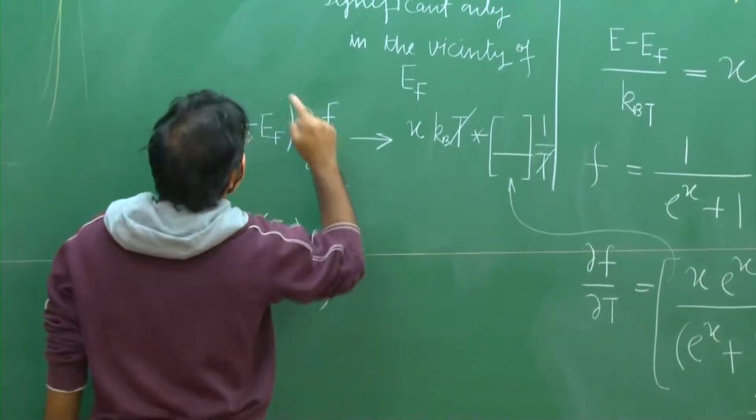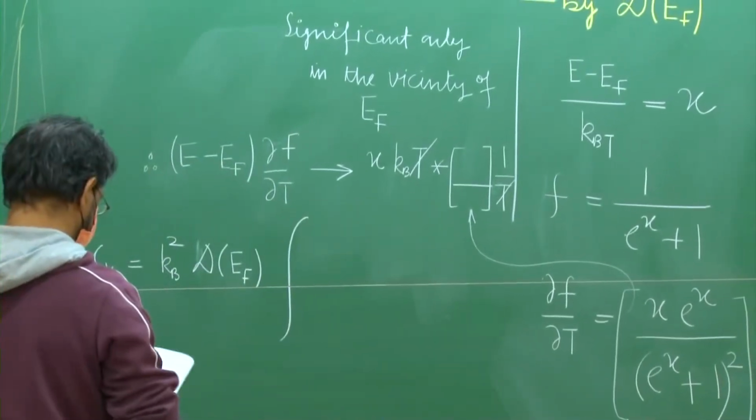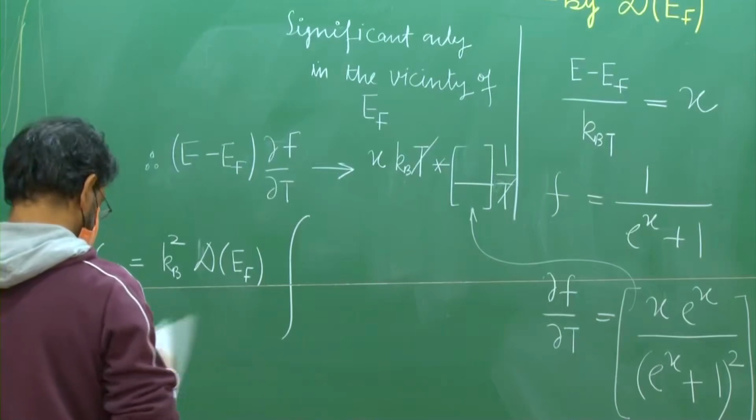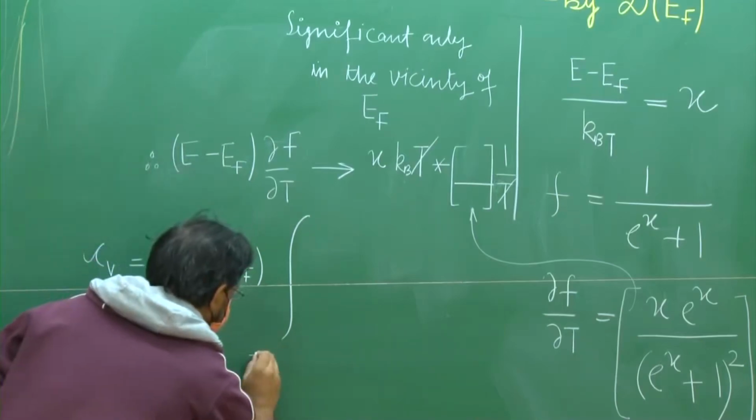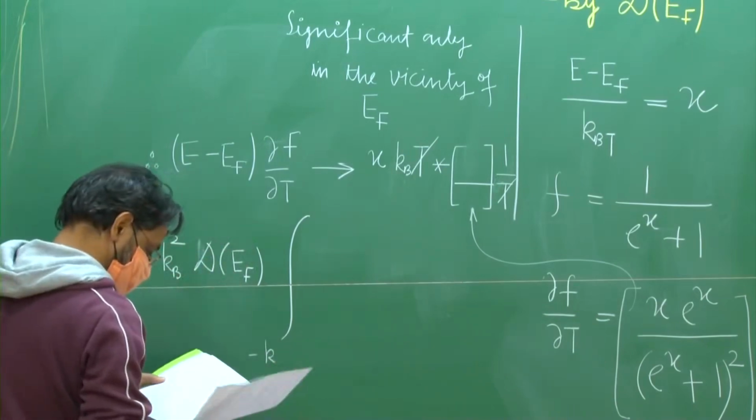So you have the limit of integration is from minus EF by kBT.